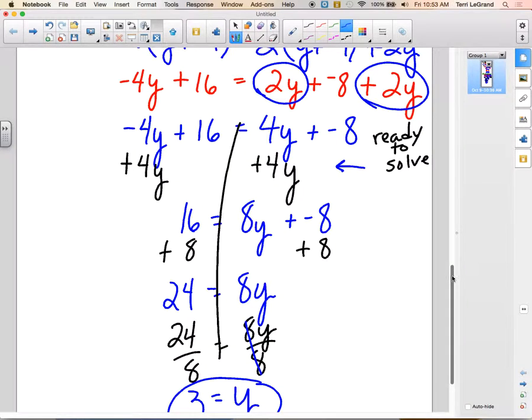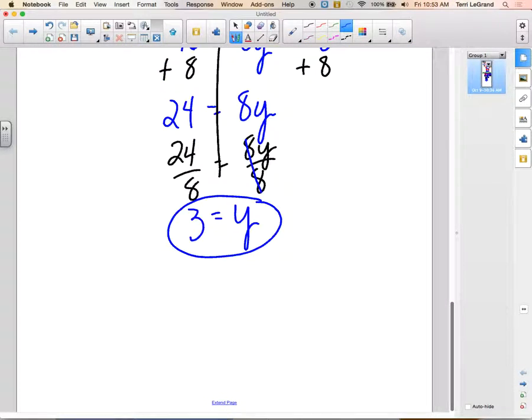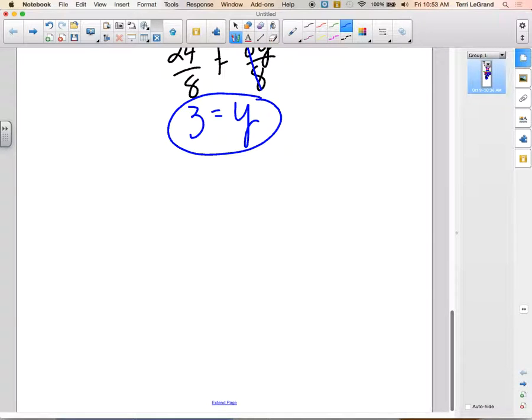Okay, gotcha. You like to get rid of those constants first for some reason, huh? And it's okay. You don't have to do the variable terms first. Okay, one more, and then I'm going to let you go to work on homework, okay?